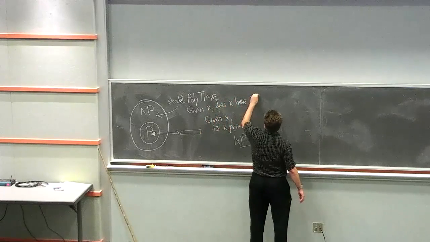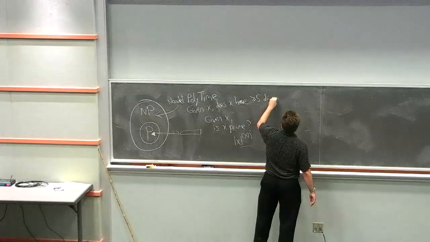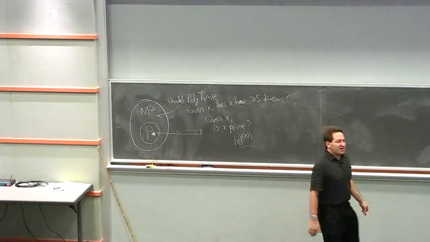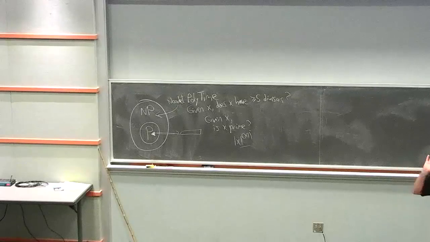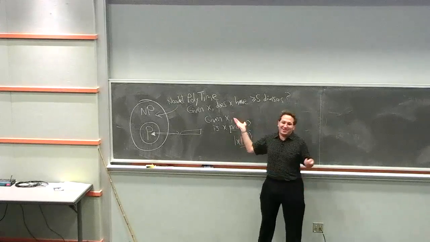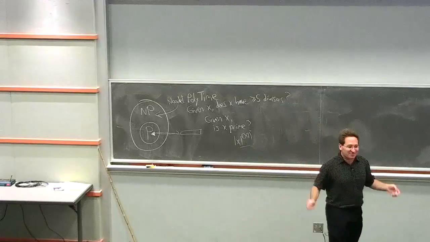let me just pick one similar to my last one. Given an integer x written in binary, does x have 5 or more different divisors? Okay, now this is a problem that we don't know how to solve in P. Okay, it's closely related to the factoring problem.